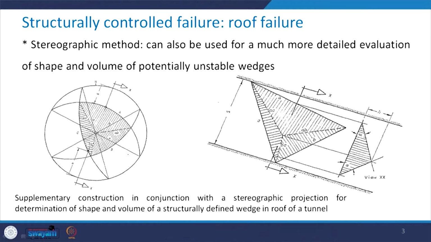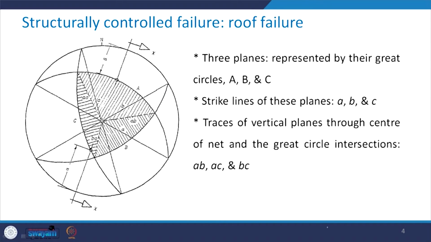So, this is how the representation is made. Take a look at this figure. These give you the idea about the supplementary construction in conjunction with a stereographic projection for the determination of shape and volume of a structurally defined wedge in the roof of a tunnel. Let us learn in detail how these can be constructed.